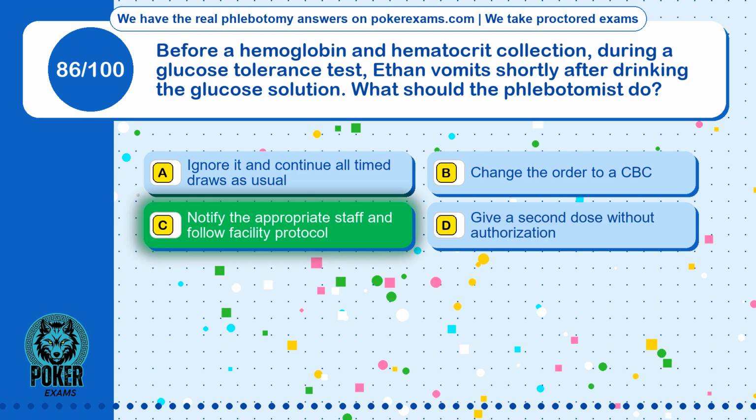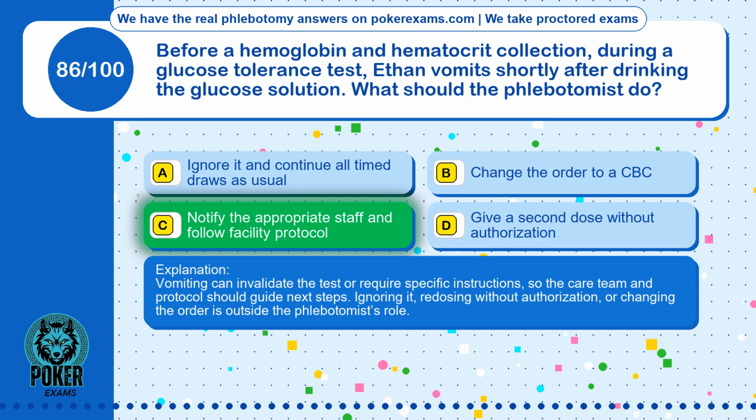The correct answer is option C. Notify the appropriate staff and follow facility protocol. Vomiting can invalidate the test or require specific instructions, so the care team and protocol should guide next steps. Ignoring it, giving a second dose without authorization, or changing the order is outside the phlebotomist's role.